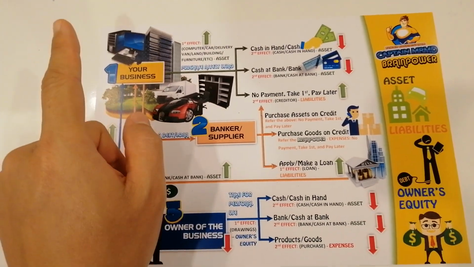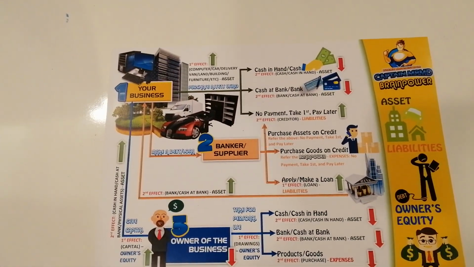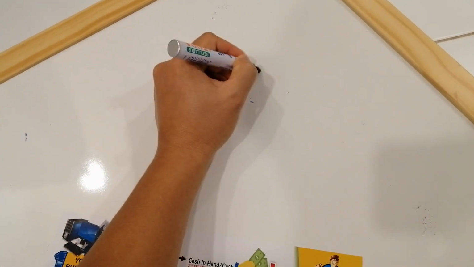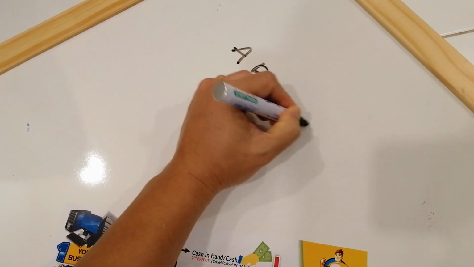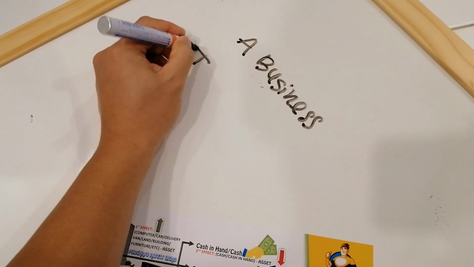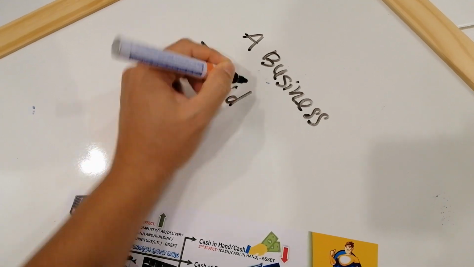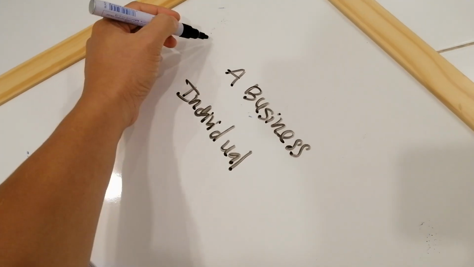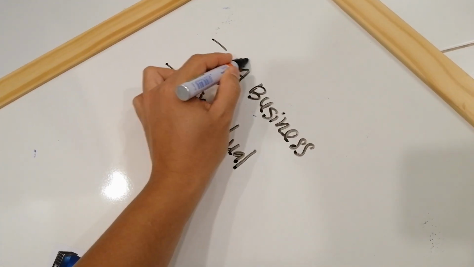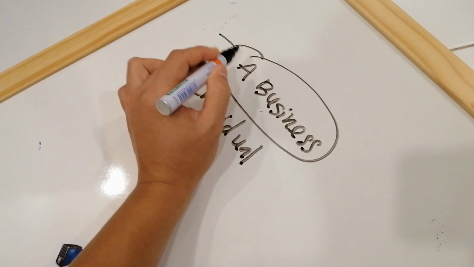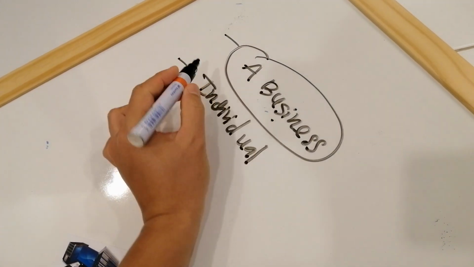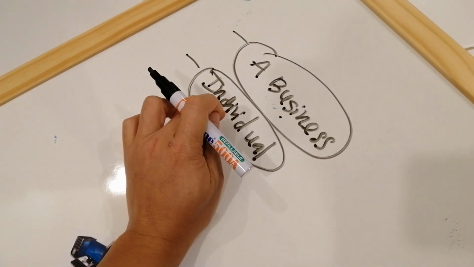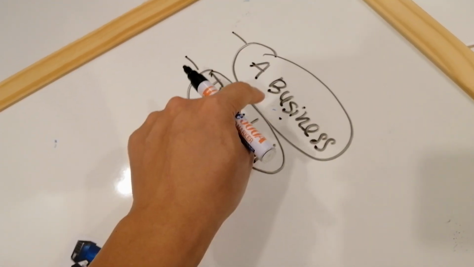So, assume, I already told you the other day, assume yourself a business. Do not assume yourself as an individual. Why? I give you a simple example. Consider yourself a business. So, when I mention you, it means a business. Not an individual. Not your present self. Your present self is an individual. You can assume yourself a business.